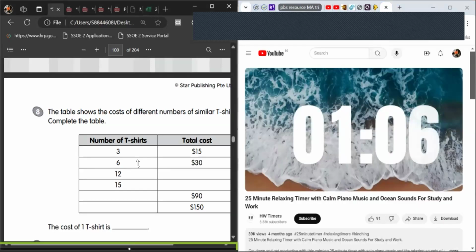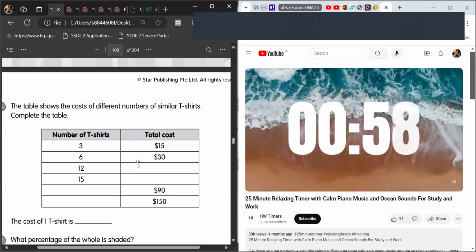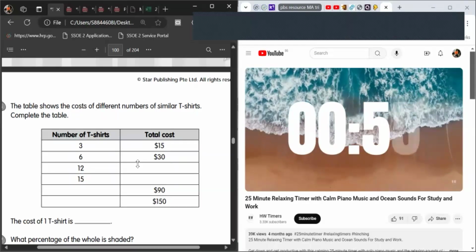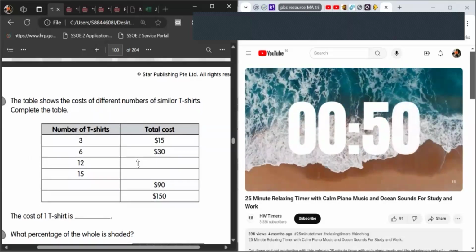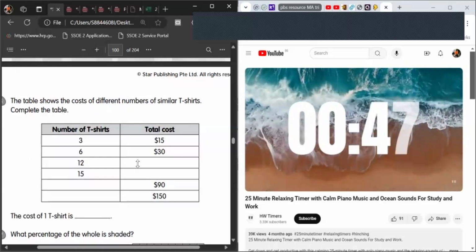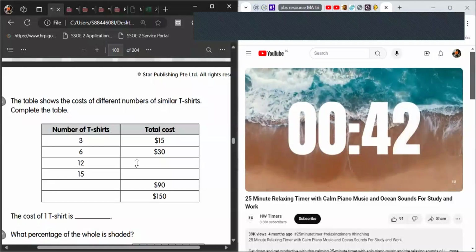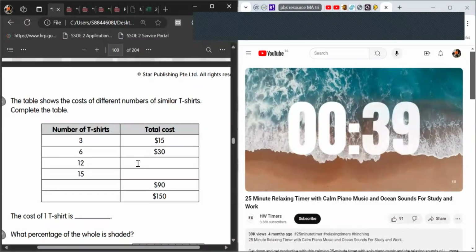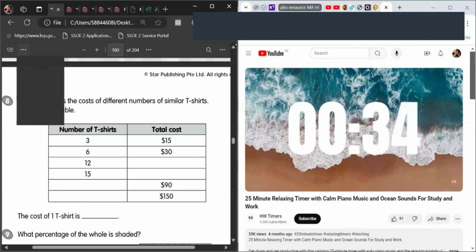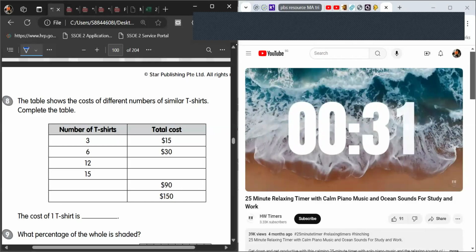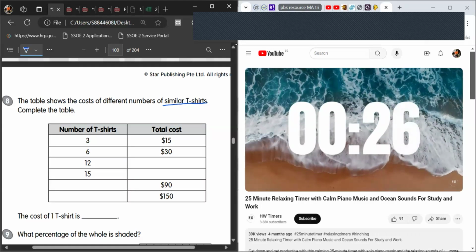Okay, that's for question 8. So, what topic is this question 8? Is it average? Let's look at the question. The table shows the cost of different numbers of similar t-shirts. Similar t-shirts. Remember, one such t-shirt.